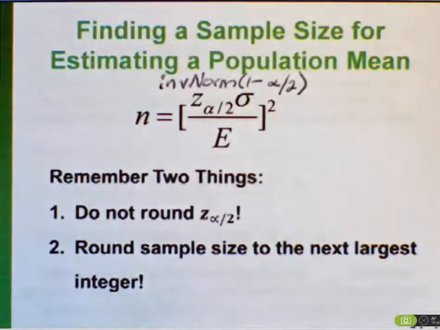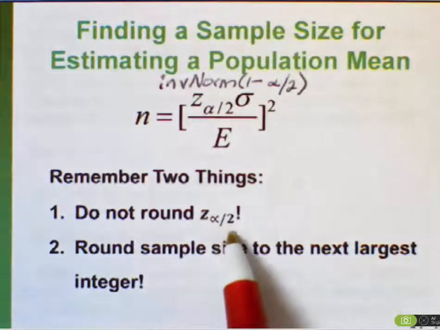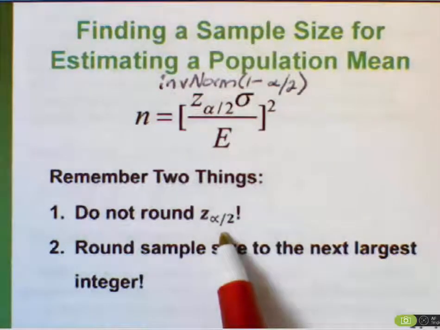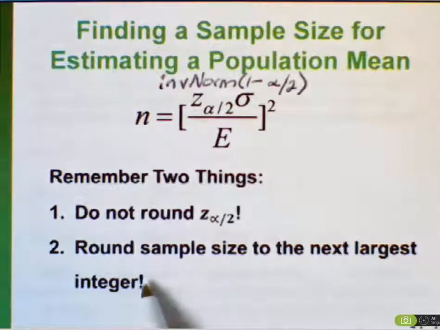Two important things: don't round your z sub alpha over 2. If you do, sometimes you will get the correct answer, sometimes you'll get the incorrect answer. If you always want to get the right answer, then don't round your z sub alpha over 2. And then also, like in 7.2, you always round sample size up to the next largest integer.